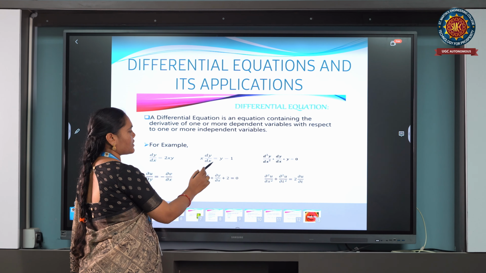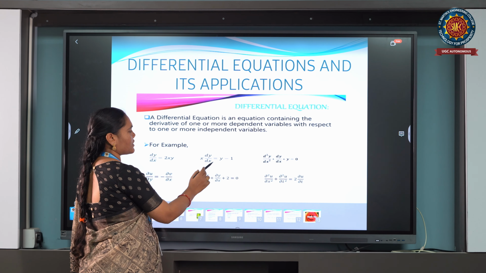Next, we have to discuss the degree of differential equations. The degree of a differential equation is the power of the highest order derivative term. Observe these examples. The first one is d square y by dx square plus 3 into dy by dx plus ay is equal to 0. Observe here, the highest order is 2 and its power is 1, so the degree is equal to 1.